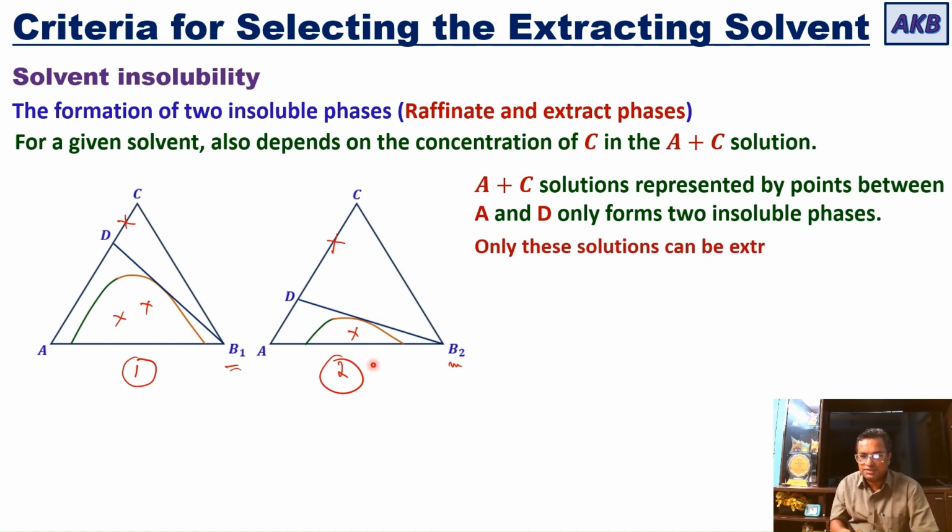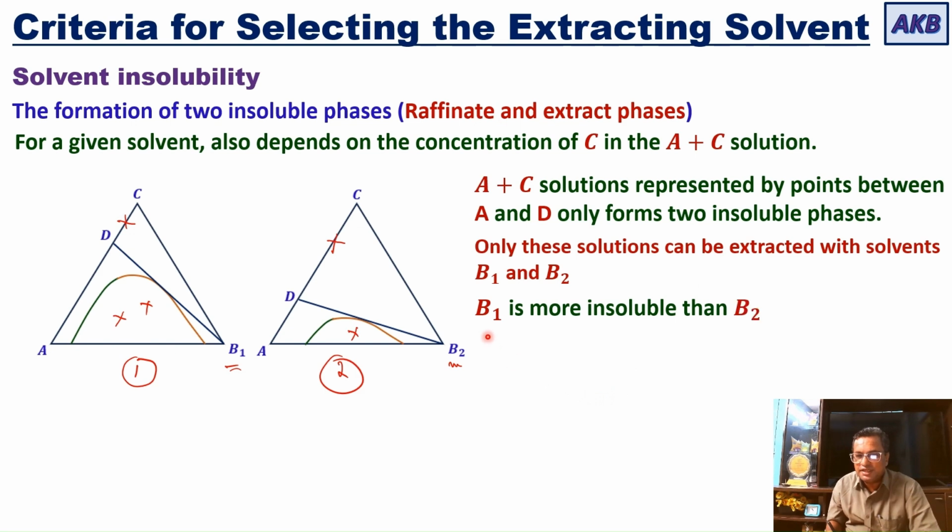So only these solutions can be extracted with solvents B1 and B2. All those solutions represented by points that lie between A and D. So in this case, B1 is more insoluble because the insolubility region, the area occupied by the insolubility region, is larger in the first case. And that's why B1 is more insoluble than B2. And that's why it is a better choice in this case.